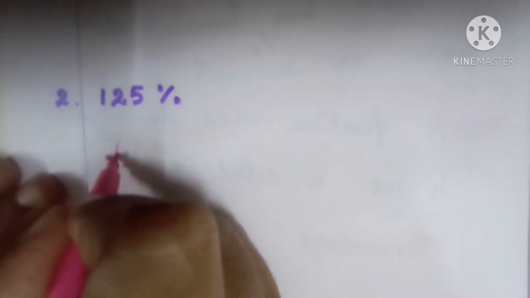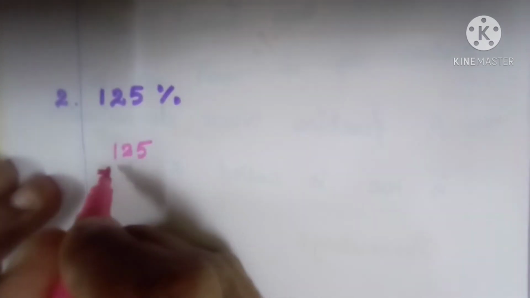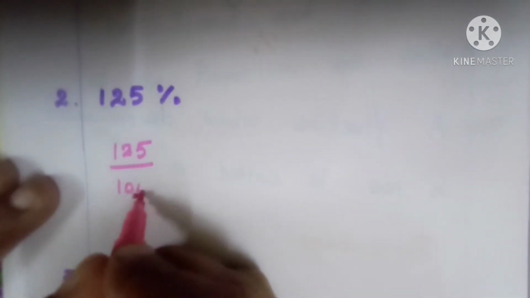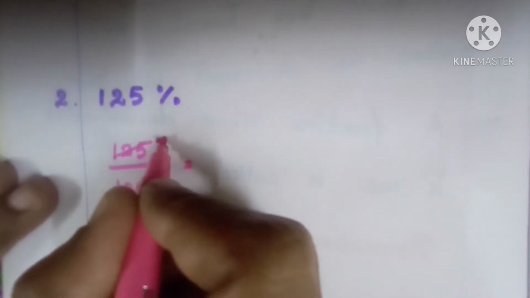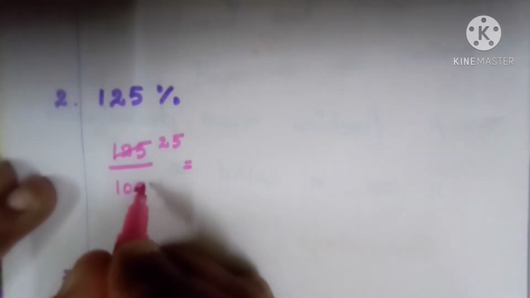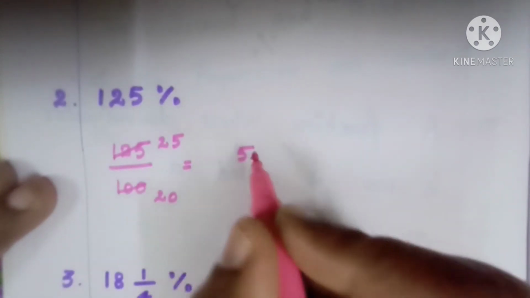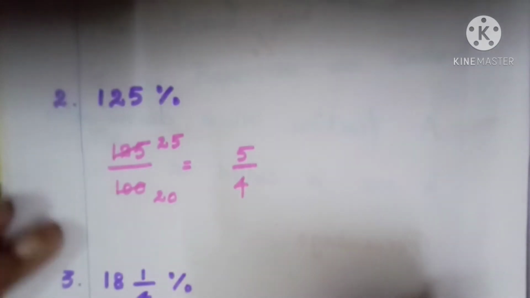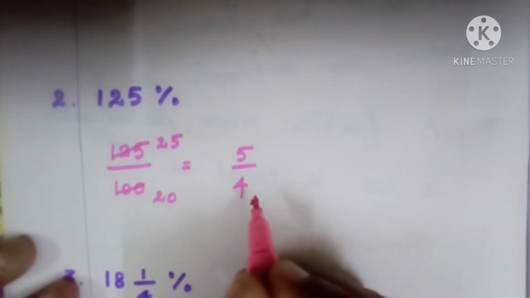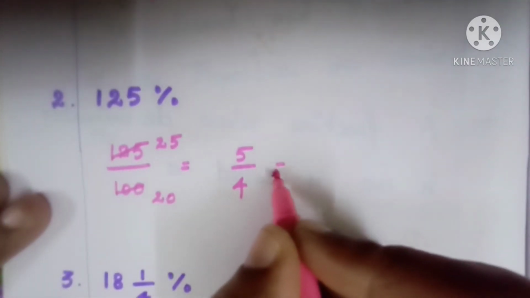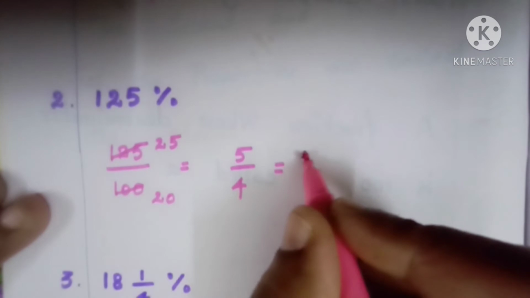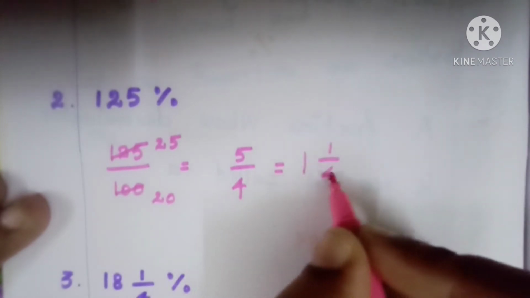Second sum, 125 percentage. So 125 percentage means 125 by 100. Then you have to reduce it using the 5 table. 2 5s are 10 and 5 5s are 25. And 2 5s are 10 and 0. Then again reduce it by the 5 table. 5 5s are 25 and 4 5s are 20. It's an improper fraction, so change it into a mixed fraction. We get quotient, remainder by divisor. We get 1 1 by 4.